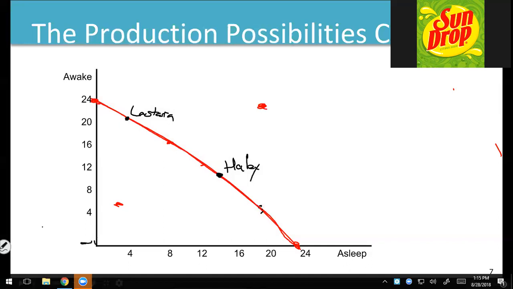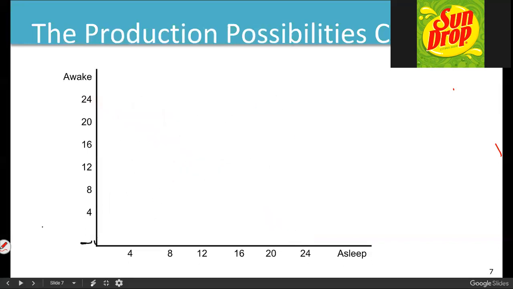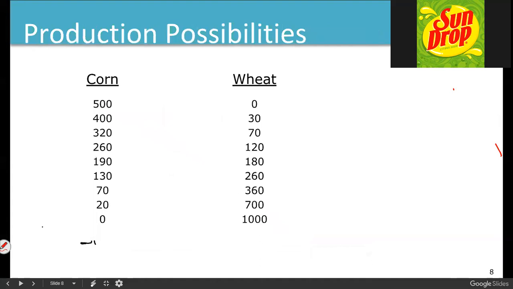These are the possibilities that we have to come up with. This is the way production possibilities are to look. If you regret it, the picture's worth a thousand words. In reality, it ain't going to be a straight line. When you're actually doing something, it's going to be kind of curved.